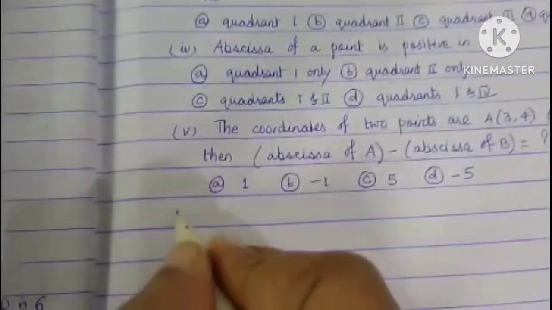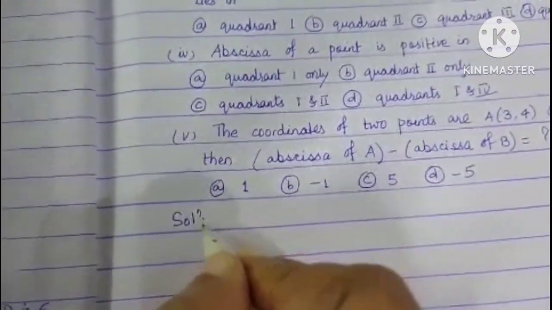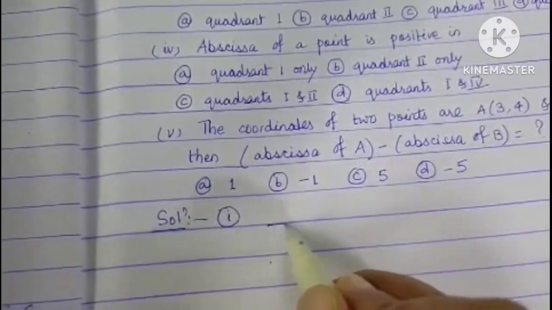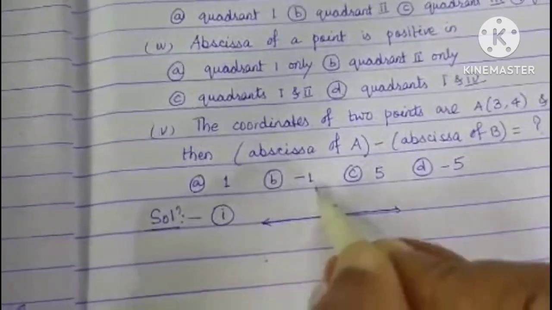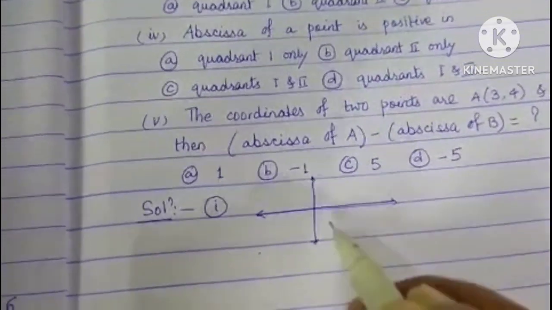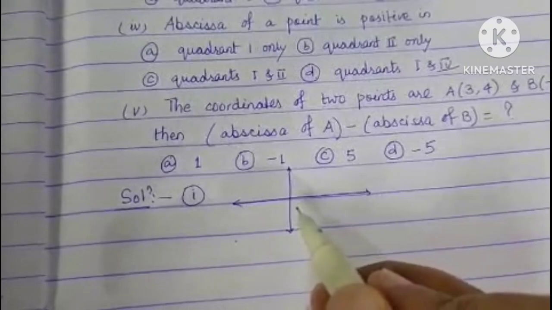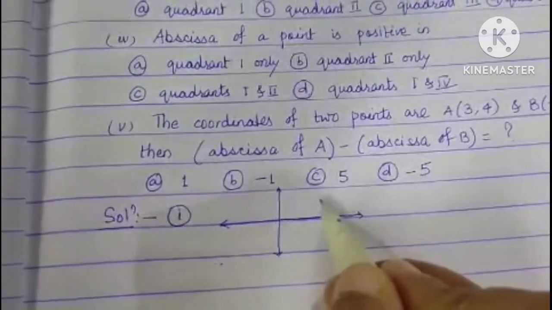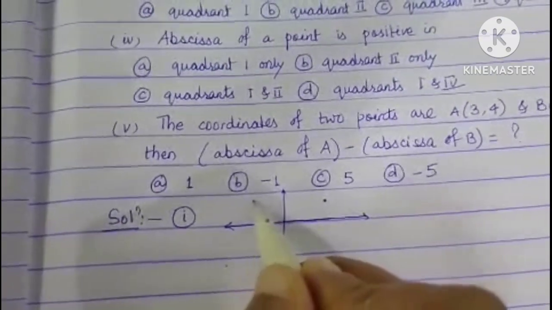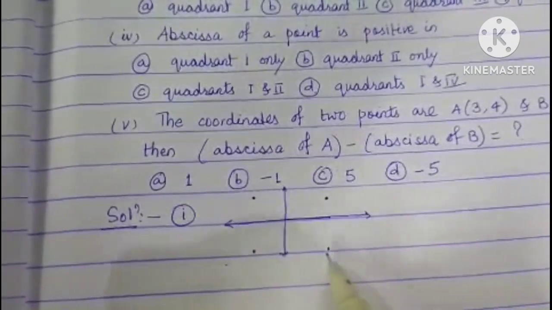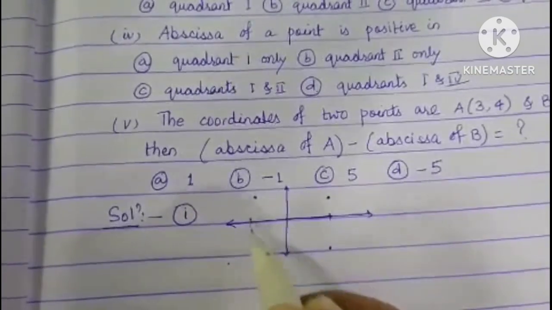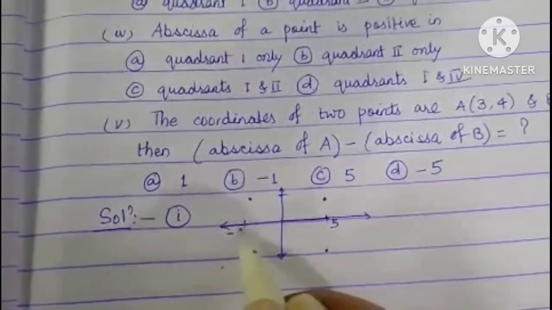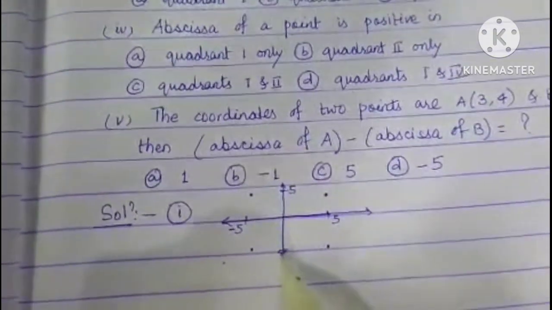Okay, let us solve it here. Question 1. Let us suppose these are the 4 quadrants. Okay. The abscissa has to be equal to the ordinate. Suppose this is a point, this is a point, this is a point, this is a point. All are at a distance of 5, -5, 5 and -5. Okay. Let's suppose this is 5, this is -5, this is 5 and this is -5.